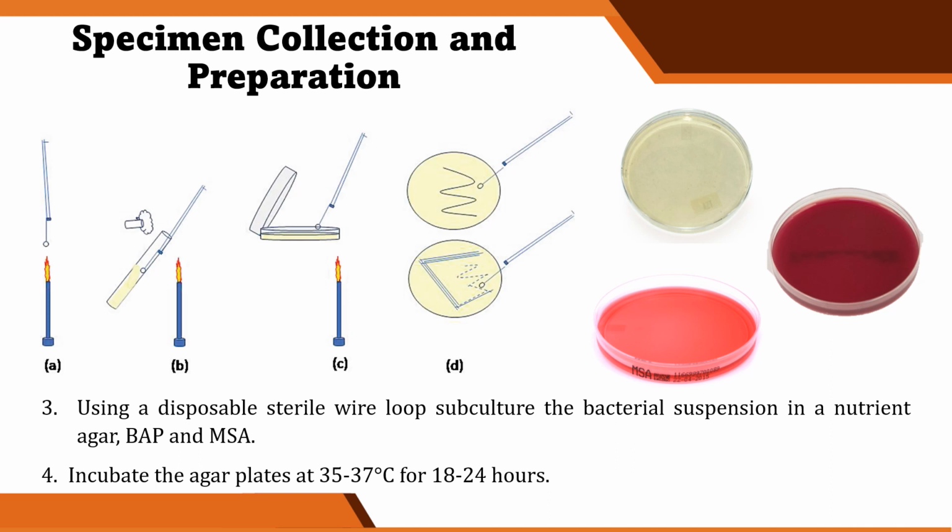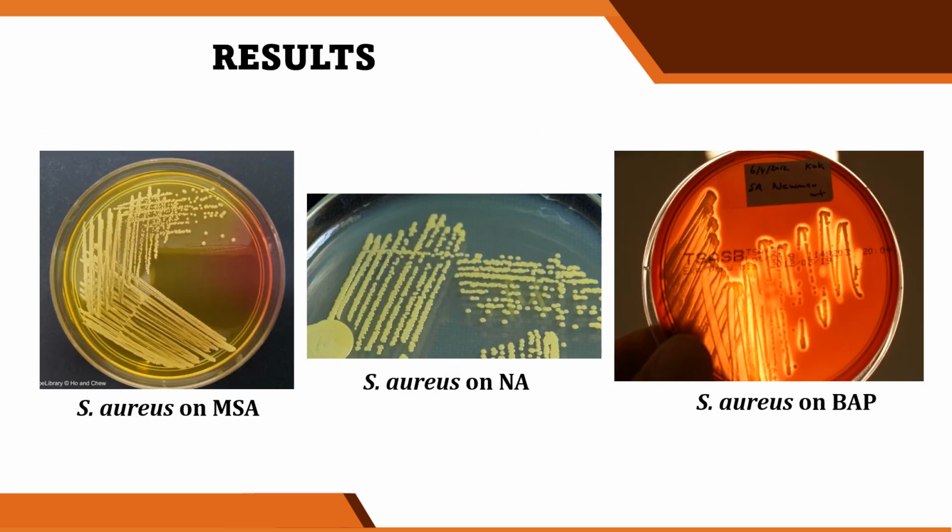Okay, so for example, let's see the next slide. These are example results of S. aureus on different plates. We have S. aureus on MSA. Still, its color is golden yellow. Then on nutrient agar and on BAP. This is S. aureus.